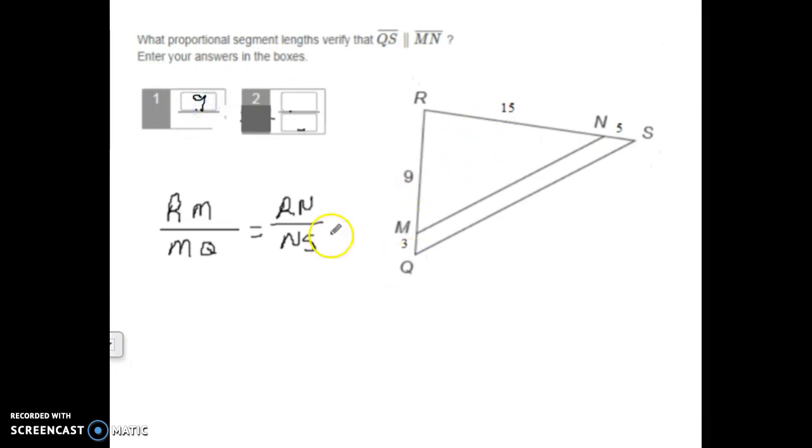9 over 3 is equal to 15 over 5. And you can verify these two multiplied should equal the same thing. So we've got 45 equals 45. And so that checks your answer.